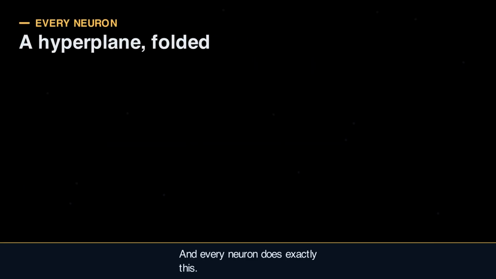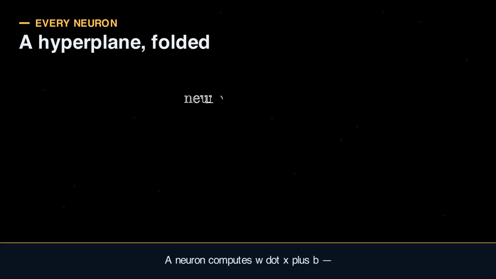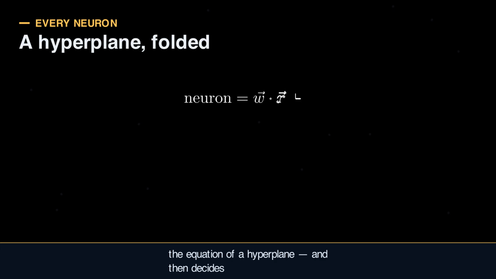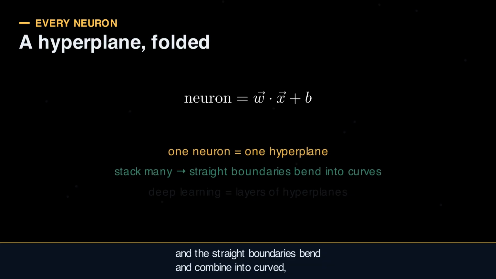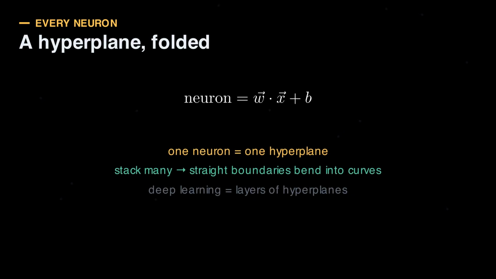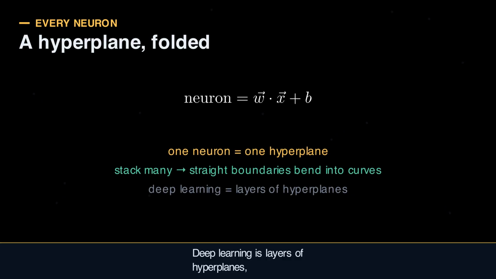And every neuron does exactly this. A neuron computes W.x plus B, the equation of a hyperplane, and then decides which side you fall on. Stack many of them, and the straight boundaries bend and combine into curved, complex regions. Deep learning is layers of hyperplanes folded into shape.